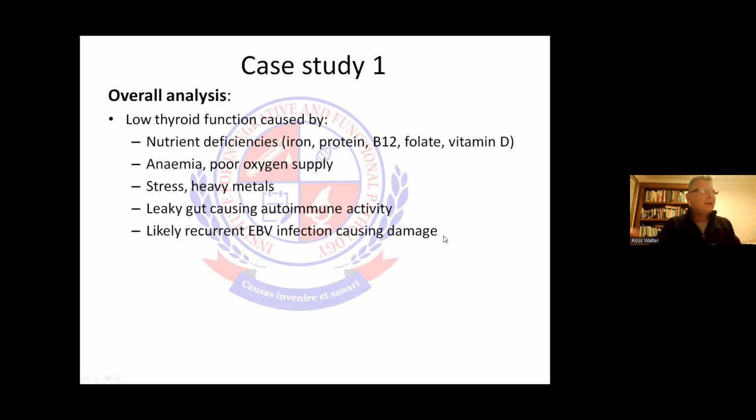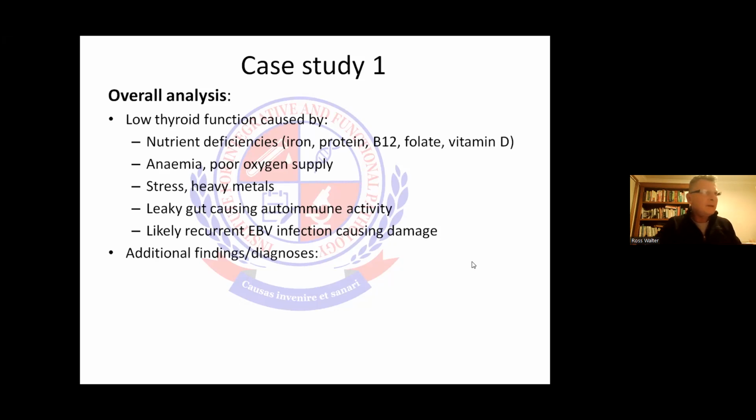The low thyroid function has been caused by similar nutrient deficiencies again: iron, protein, B12, folate, and vitamin D, being affected by the anemia. So the thyroid's just not getting the oxygen supply that it needs. Thyroid is greatly affected by stress, heavy metals, and obviously the leaky gut that's causing the autoimmune activity and leading to thyroid damage, which is reducing its function. The recurrent Epstein-Barr virus is known to cause damage to the thyroid, autoimmune thyroid conditions, and we're seeing that in her results.